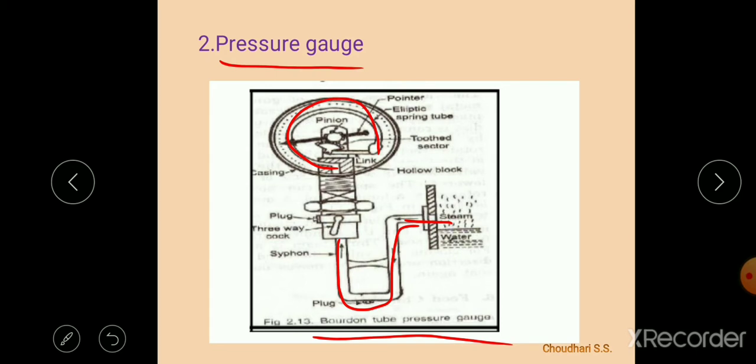This elliptical tube is flattened when the steam pressure rises, and it contracts when the pressure is released. It is connected by a link and sector gear to the pointer. As the pressure of the steam rises, the elliptical tube flattens and causes rotation of the pointer. So it shows the pressure of the steam on the calibrated scale.